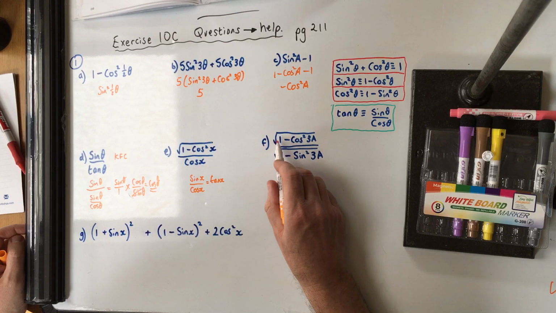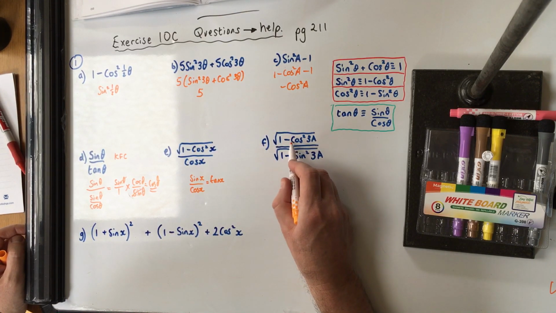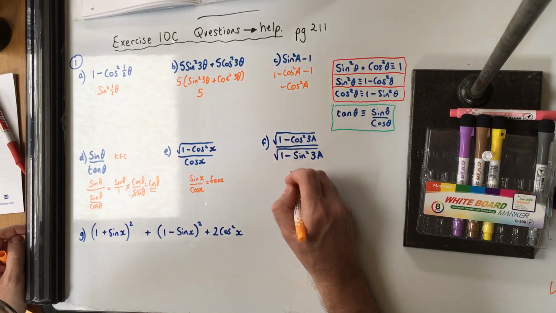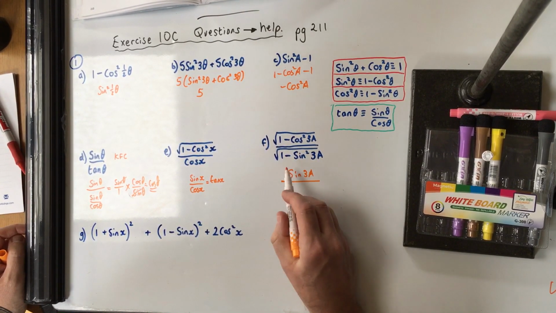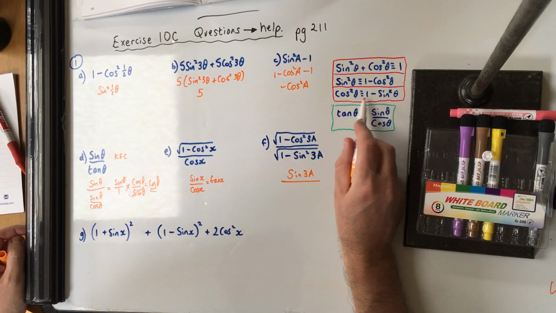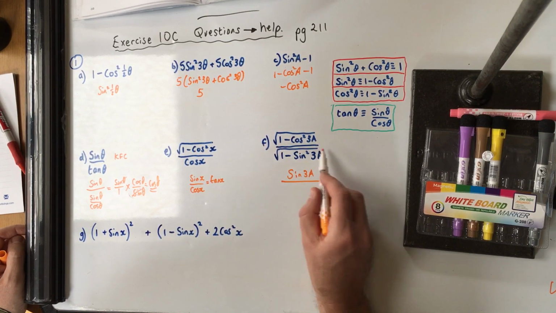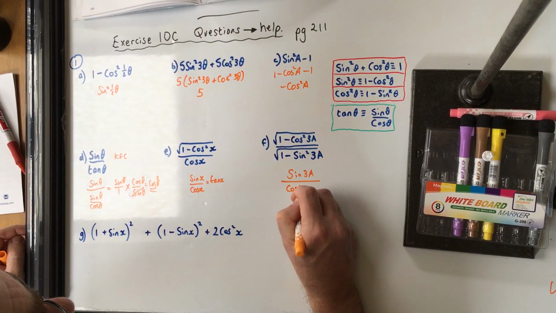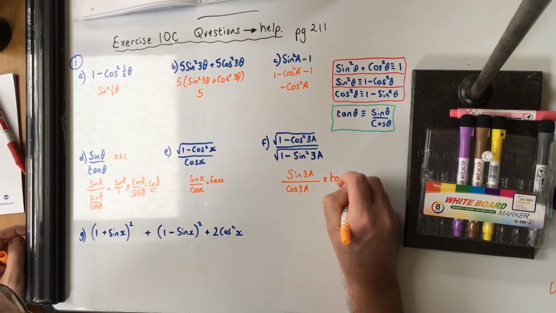Again, same thing, isn't it? 1 minus cos squared 3a is sine squared 3a, square rooted is sine 3a. 1 minus sine squared is cos squared, so all of that is cos squared 3a, square rooted is cos 3a. Of course, it's just equal to tan 3a, isn't it?